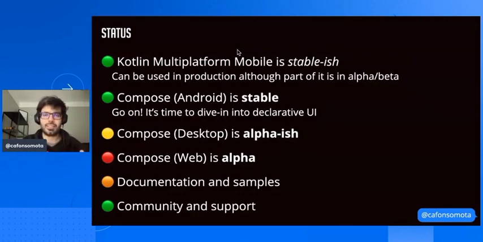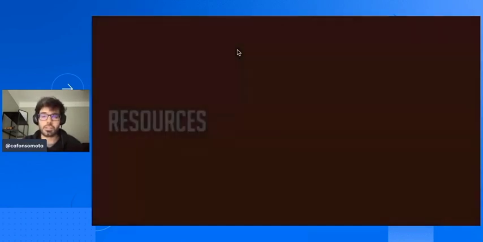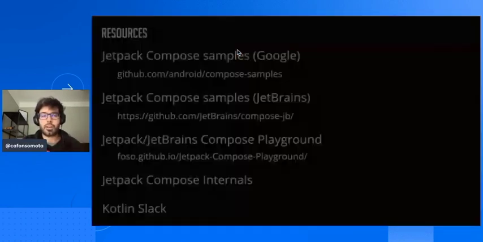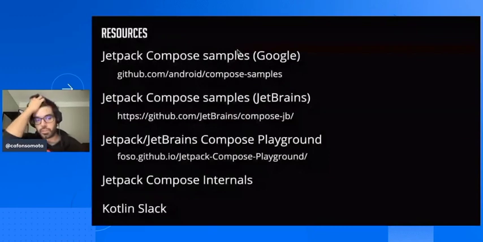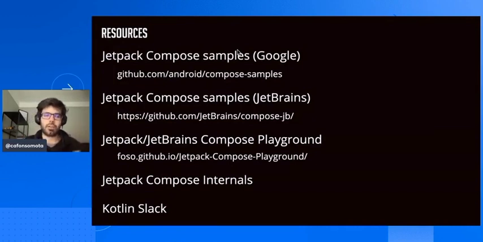So there are things that the best way to ask is on Kotlin Slack, and the community there is really helpful. A couple of resources. If you want to know more about Jetpack Compose, you can follow these links. One is from the samples at Android GitHub from Google, and the other from JetBrains. There is also the Compose playground that you can see with images how things work. There is the Jetpack Compose Internals book, and of course, what I've been mentioning, the Kotlin Slack link.